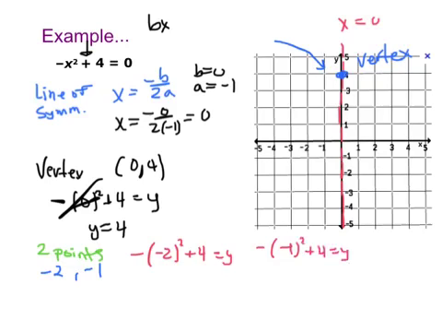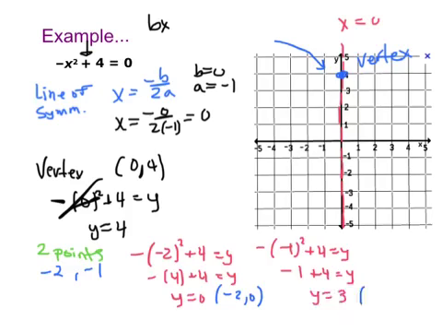And so what I end up getting is negative 4 plus 4 equals y, which is y equals 0. So my ordered pair for this one is negative 2, 0. And then over here we get negative 1 plus 4 equals y. So y equals 3. So my ordered pair for this one is negative 1, 3.